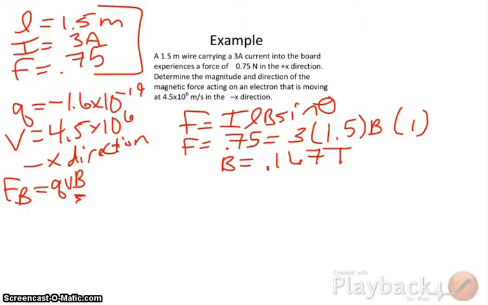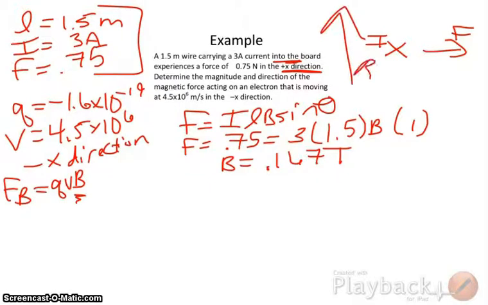Now the direction of B. The force is in the positive x direction, so your palm points in the positive x direction. The current is into the board, so it's into the page. We're assuming conventional current. So your palm points in the direction of the force. Your thumb, which represents current, is into the page. So your fingers point this way, and that's the direction of your magnetic field.